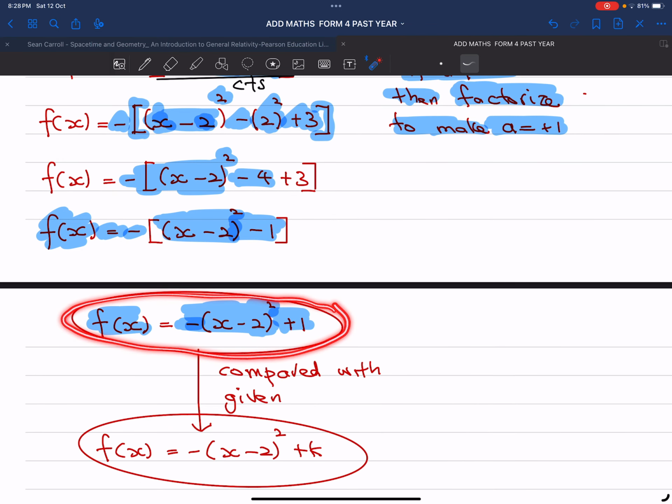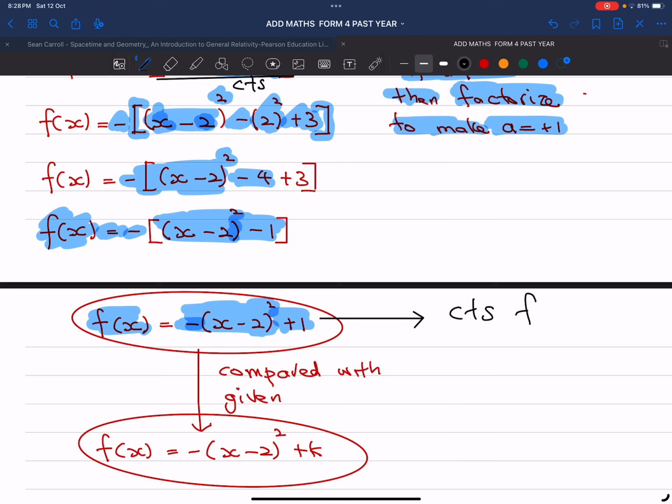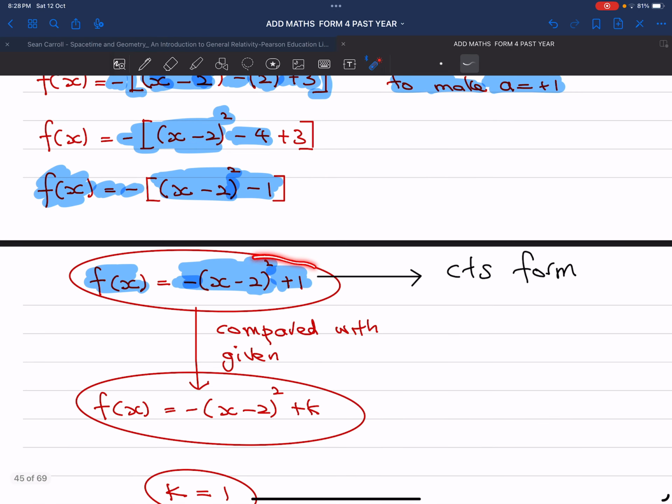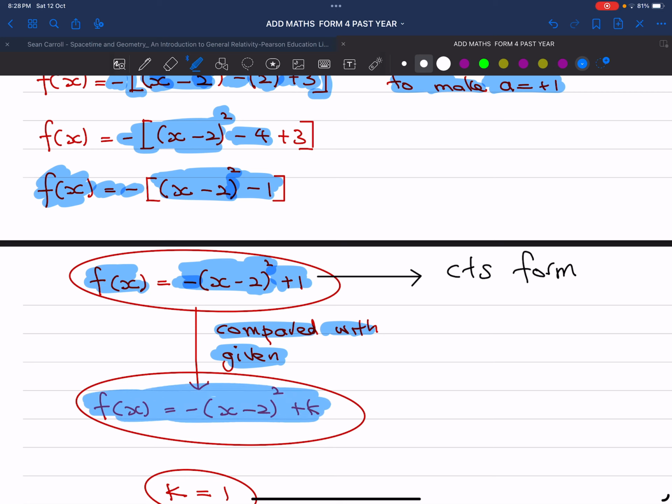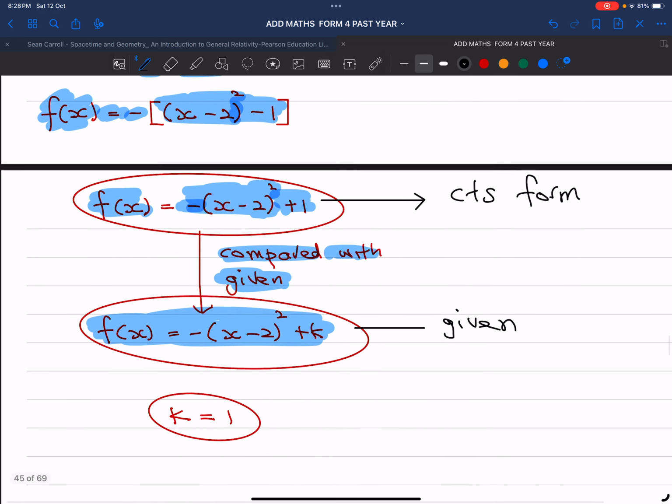This is our complete the square form. Now I'm going to compare this complete the square with the given complete the square. This is what is given. This was given to us. So when I compare, you watch.